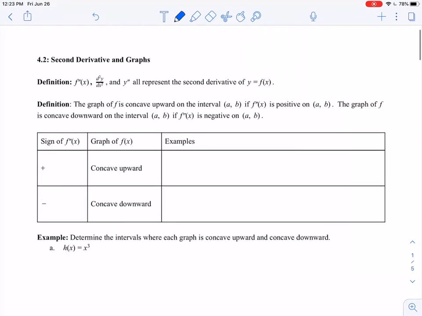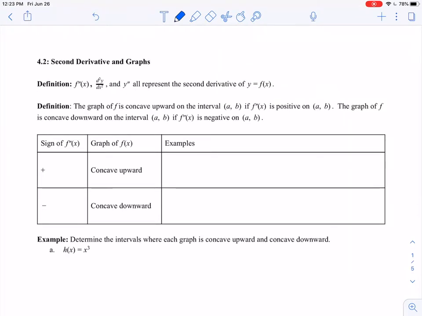So the second derivative is really just the derivative of the derivative. So if I was working with a function, let's say y equals 3x to the fourth minus 8x squared plus 9x, let's say. The first derivative, y prime, would be 12x to the third minus 16x plus 9. So there we just used the power rule just like we normally would.